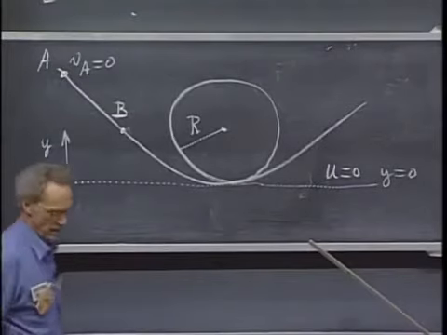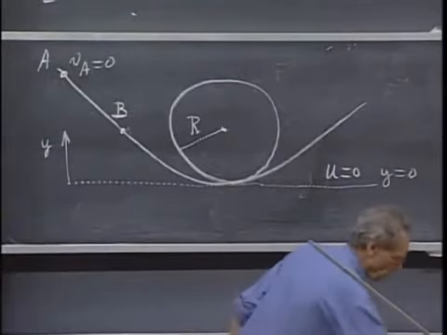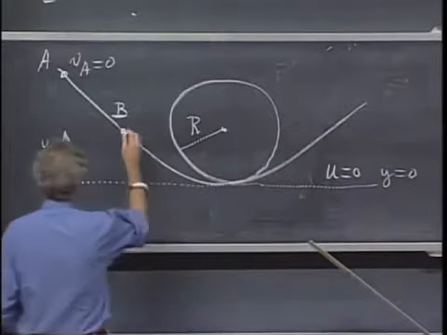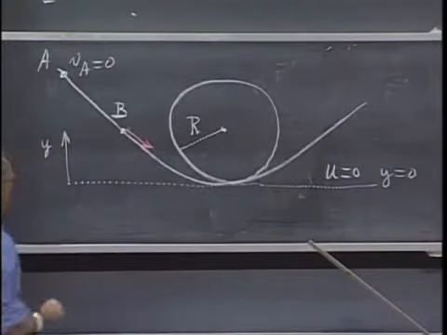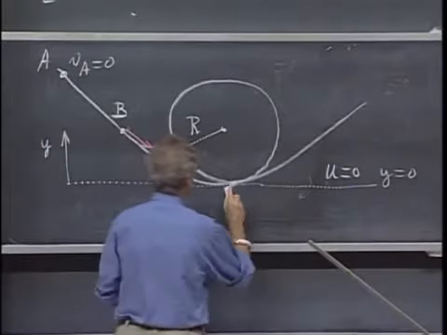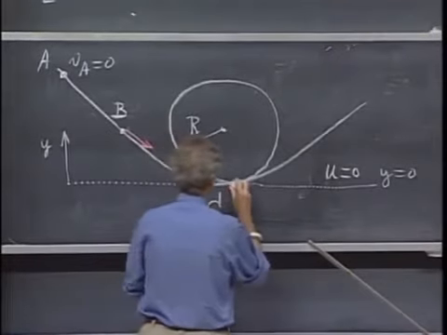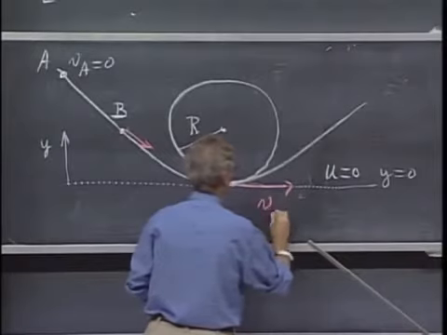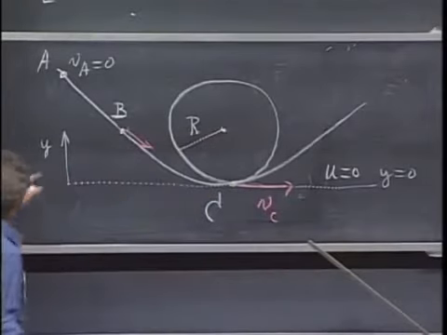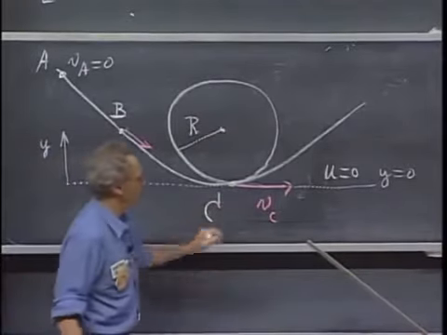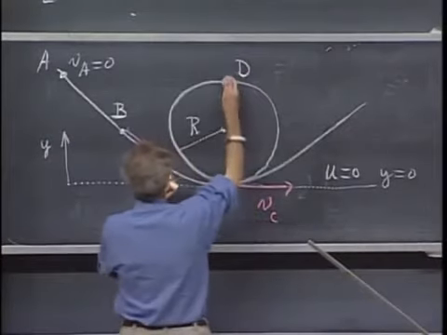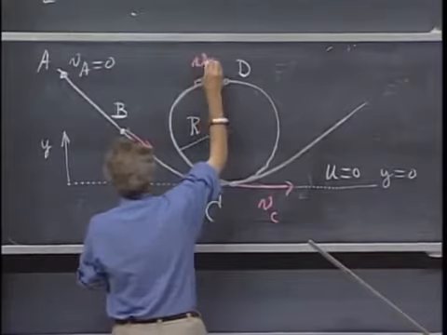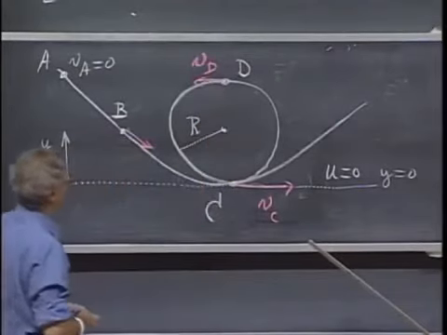At A, the object has no velocity, no speed. At B, of course, it does. It has converted some potential energy to kinetic energy. At this point, C, it has reached the maximum velocity that it can ever have, because all the potential energy has been converted to kinetic energy. And at this point, D, if it ever reaches that point, that will be the velocity, say.